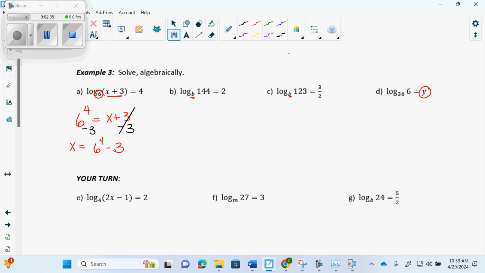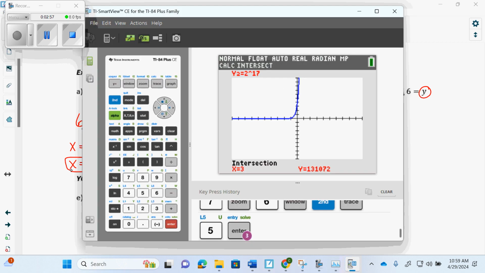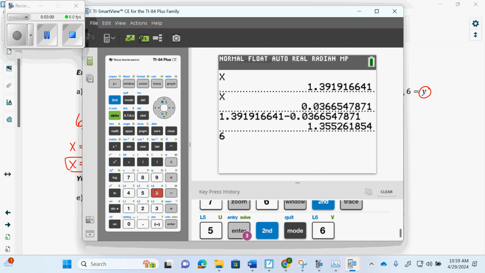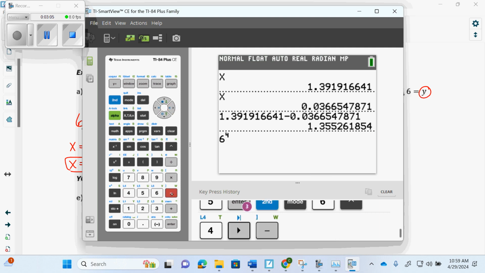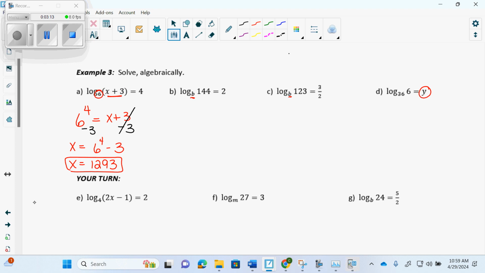Type it into your calculator. Is what? 93? Yeah. So we go 6 to the power of, little roof, to the power of 4, minus, was it 3? Boom, 1,293. Now we want to be able to check it.